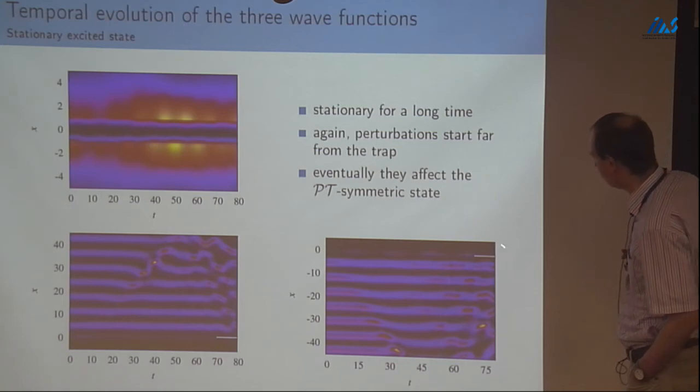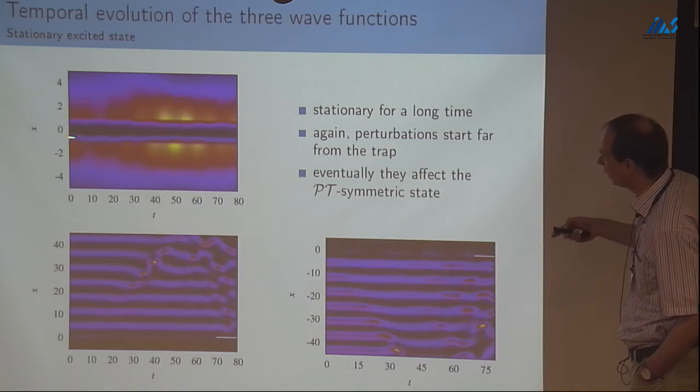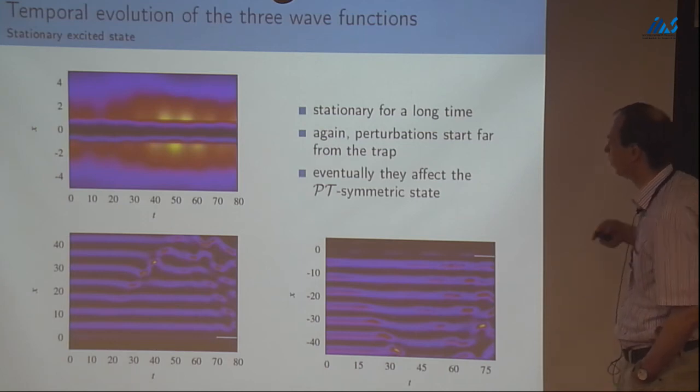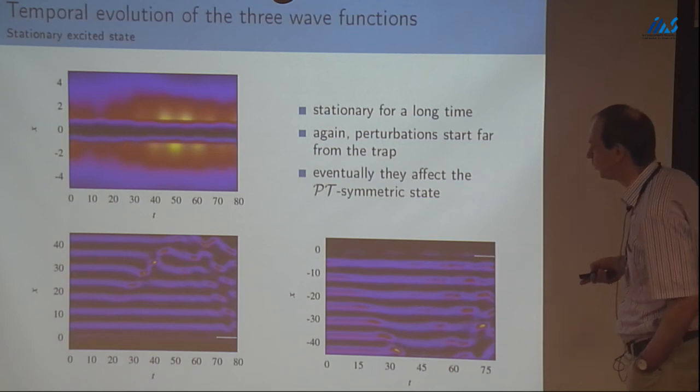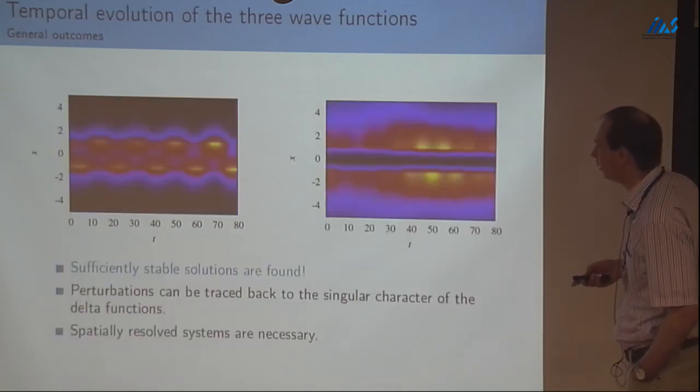Here again, the white lines indicate where we have these delta traps of the outer wave functions. It is somehow stable and stationary for some time, but again we have some perturbations which eventually destroy our condensate here, but they all again appear due to the singularity of the delta potential or at the boundaries.